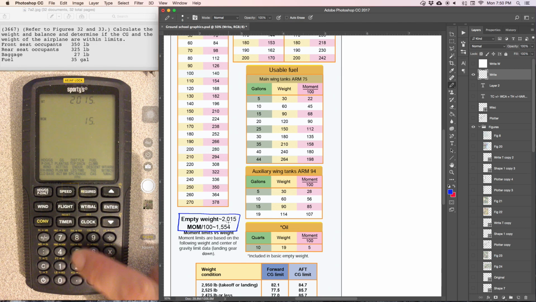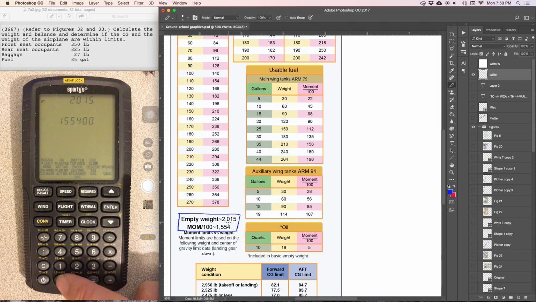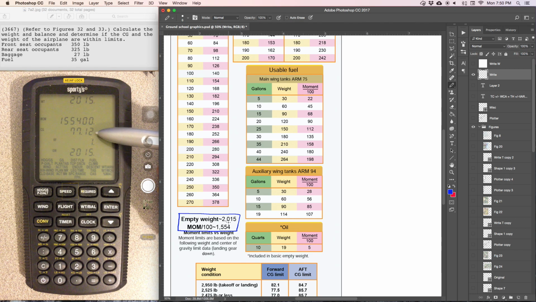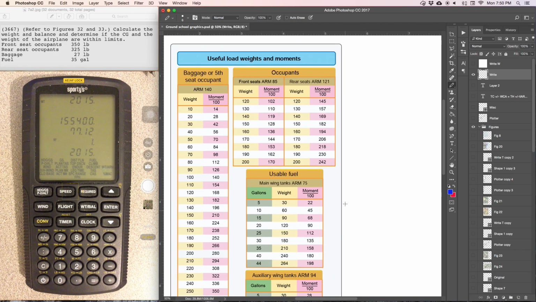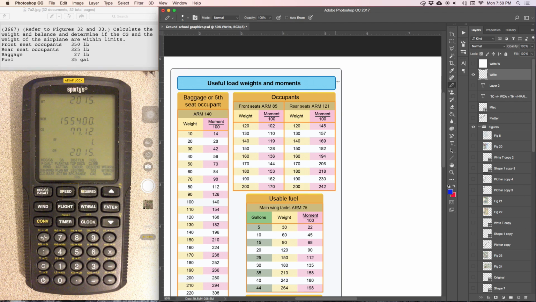1,554, multiply by 100, add 0, 0. That's the moment. Enter. Reduction factor is 1. It's always 1 in these situations. So that gives us a center of gravity of 77.12. When we start laying out the weight and balance problem, we have aircraft weight 2015, arm 77.12. And then we'll add the other information that we get from the problem.